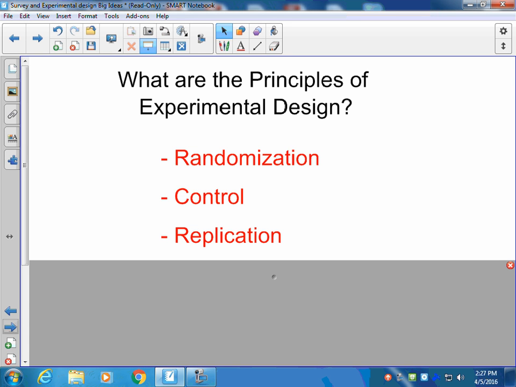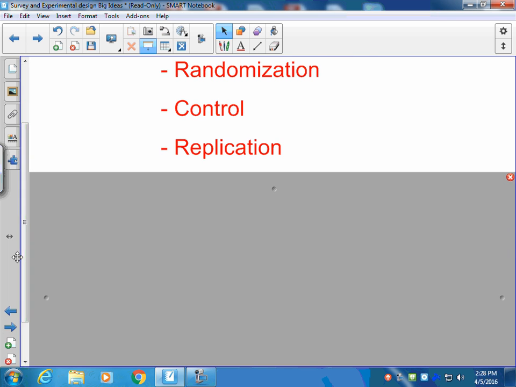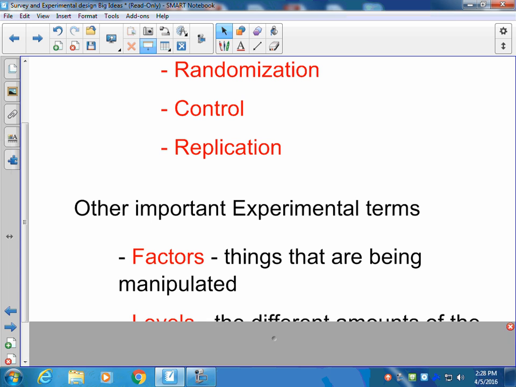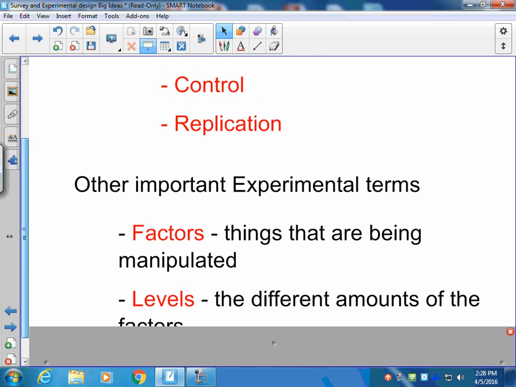We really want to be careful here. Replication does not mean doing the experiment multiple times, but what it does mean is we have enough subjects or enough experimental units so the differences that we see between the treatment and the control group are not based on chance alone.